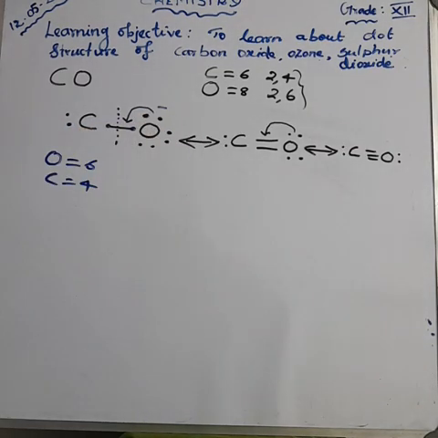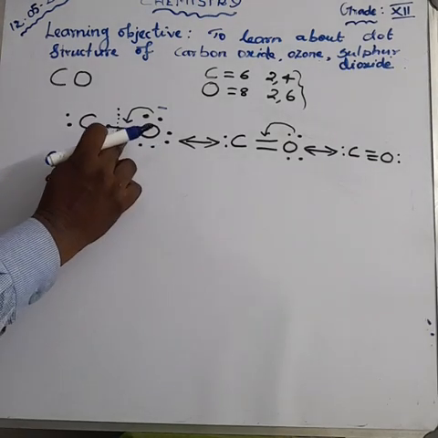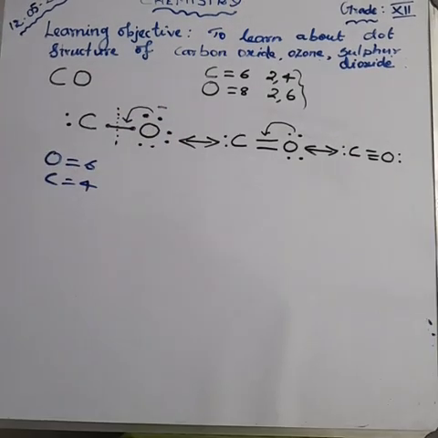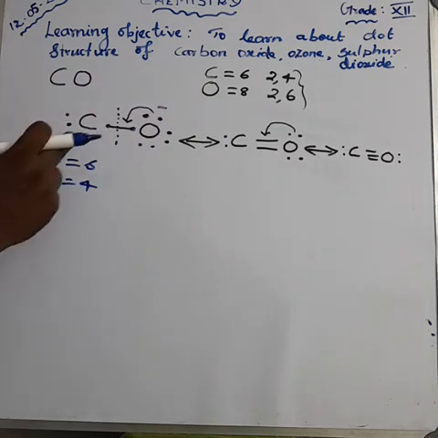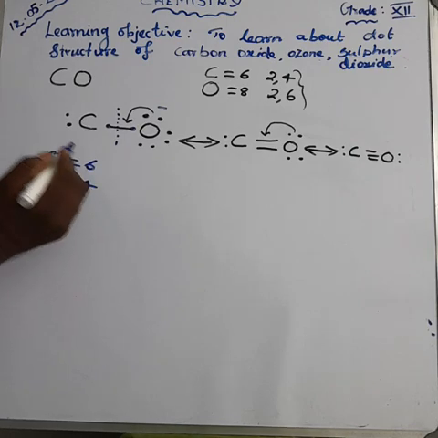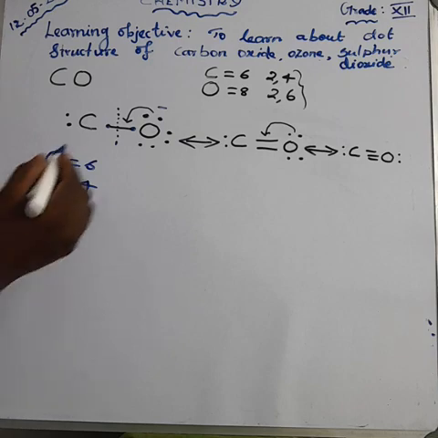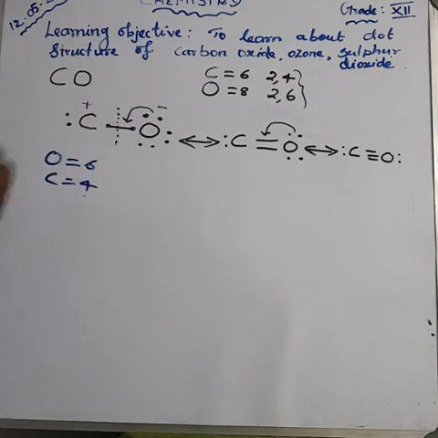Minus, negative. Outermost has 6 electrons, but here there are 7 electrons. So 7 electrons means we get minus, an extra, additional electron. What about carbon? I told you the valence electron is 4, but here there are 1, 2, 3. Shortage of electrons. So we give plus charge. Plus charge, minus charge.